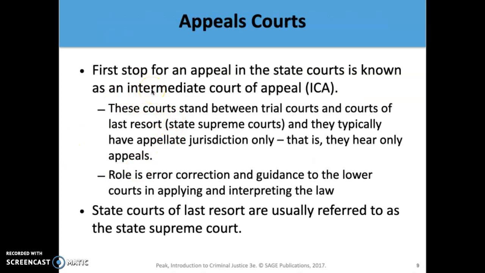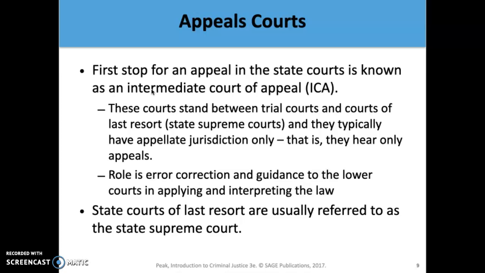And then if you want to appeal anything from the trial courts of general jurisdiction, most states have an appeals court, right? Now these courts stand between the trial courts and the courts of last resort, which are often state supreme courts, and they typically have appellate jurisdiction only. That is, they only hear appeals. They don't hear any witness testimony or anything like that. Oftentimes, attorneys will file their legal paperwork, their briefs with the courts, and then the courts may allow them to respond and then answer questions that the courts might have.